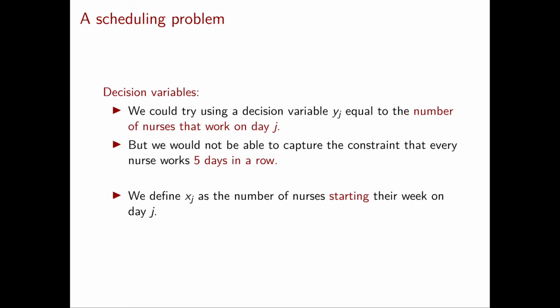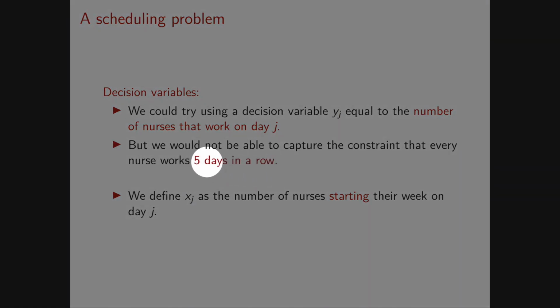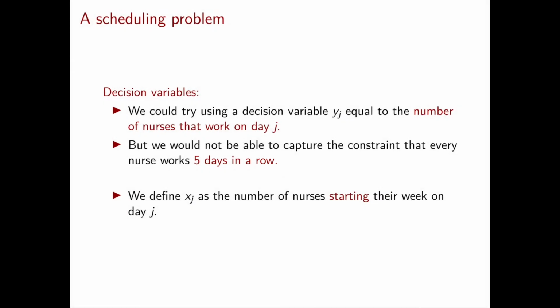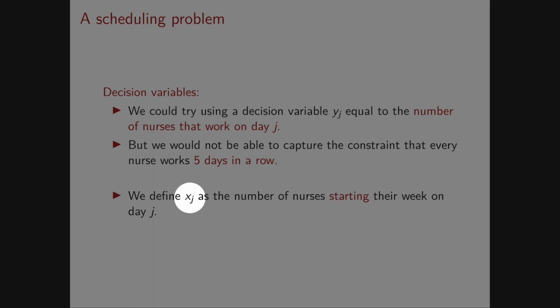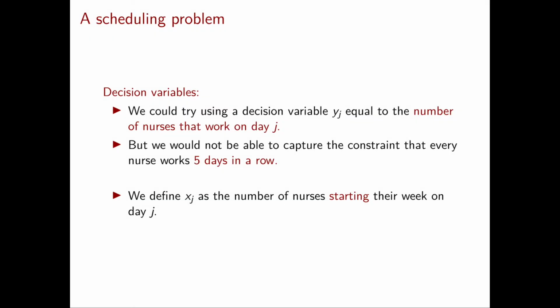I encourage you to try to write down a linear programming problem that uses these decision variables. You will soon realize that it's very difficult, if not impossible, to write down the constraint that every nurse should be working 5 days in a row. Instead, we define a different decision variable xj, which represents instead the number of nurses that start their week on day j. So they're going to be working on day j, j plus 1, j plus 2, j plus 3, and j plus 4. Of course, modulo 7.